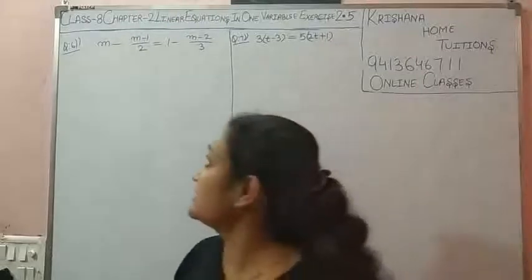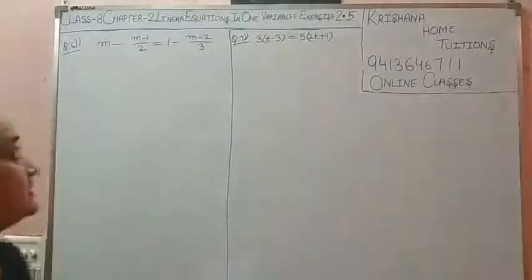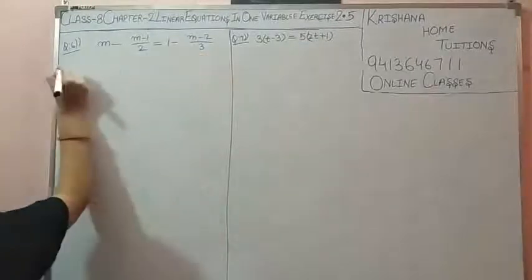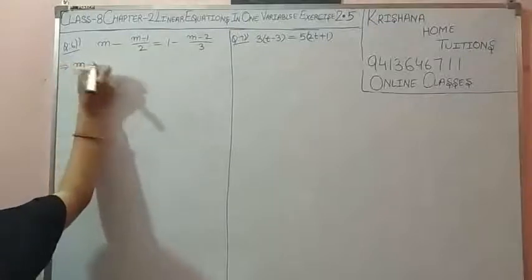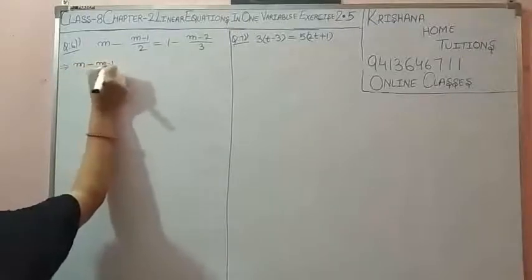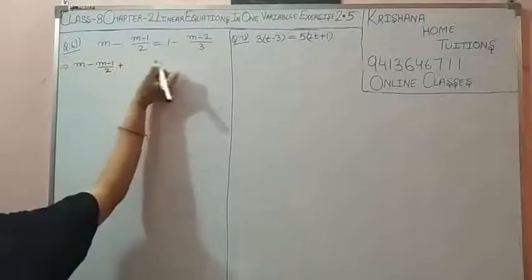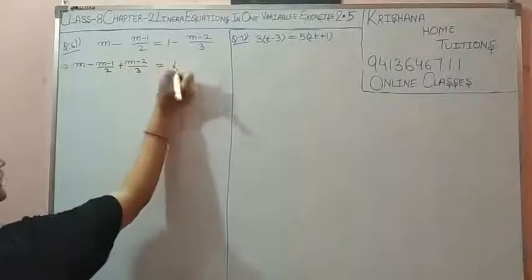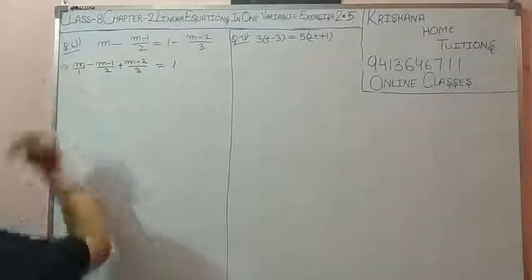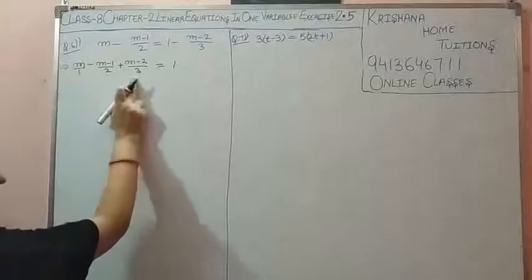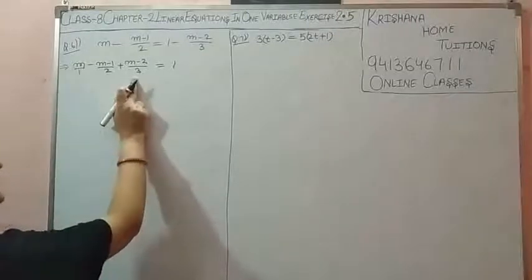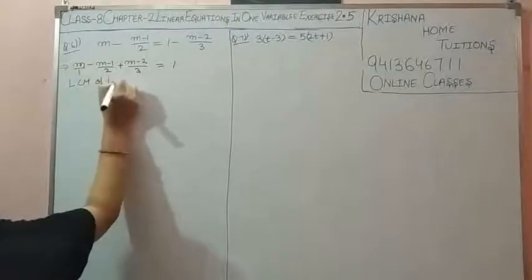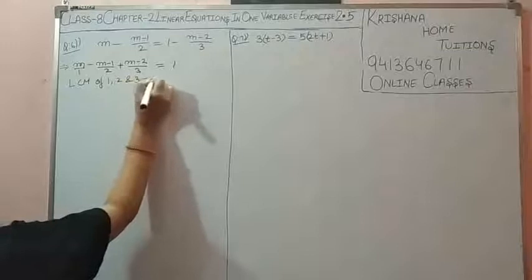So children, let's start with question number 6. First, I am transferring this term from the right hand side to the left hand side. So m is already here, minus (m minus 1) upon 2, minus becomes plus, (m minus 2) upon 3 is equal to 1. Now here I am writing m upon 1, and the denominators are different, so we make all the denominators the same by taking the LCM. The LCM of 1, 2 and 3 is equal to 6.